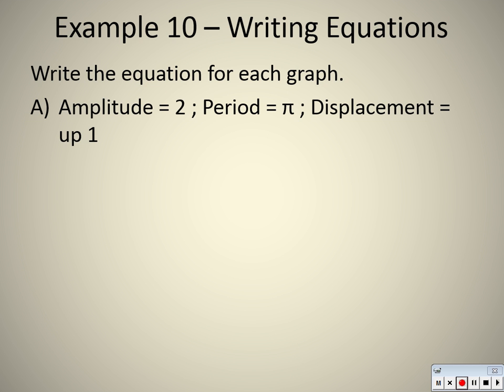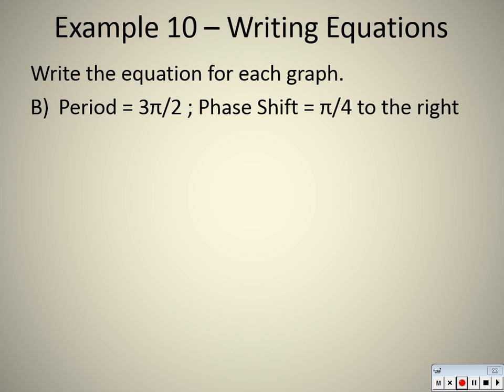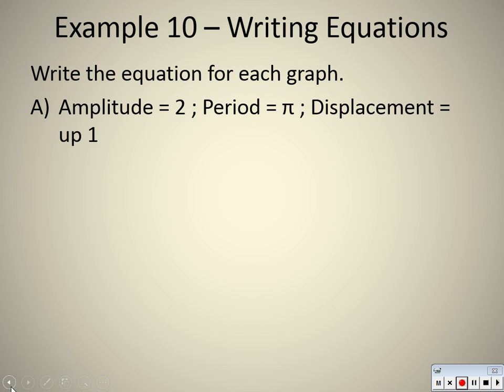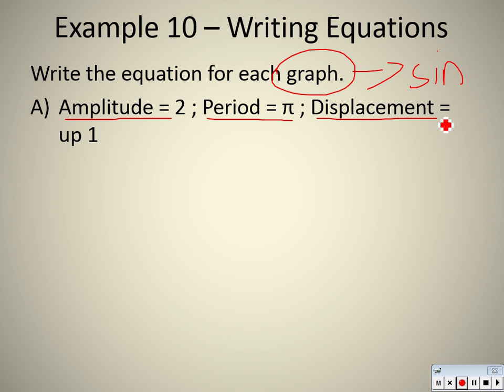We're going to do all these as sine graphs. Should make a note of that here. So we're going to write all these as sine graphs. We could also do it as cosine graphs, but since it doesn't specify, we're going to do all these as sine graphs. So here I'm going to write an equation for a sine graph that has an amplitude of 2, a period of pi, and a displacement of up 1.